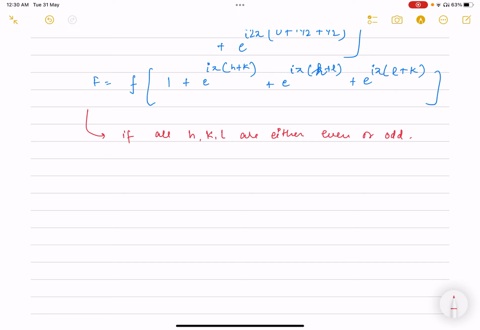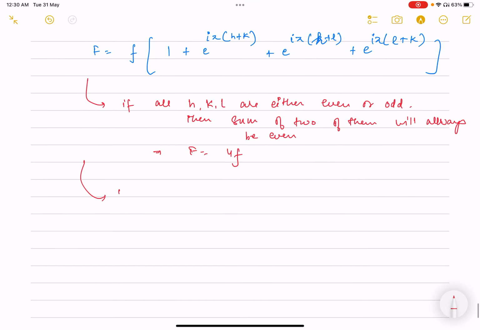Okay, so when H, K, L are either all even or all odd, the sum of two of them will always be even. So this implies capital F equals 4f. Now if H, K, L are mixed, that is, some even and some odd, then F equals 0. So here F squared equals 16f squared, and in the mixed case F squared equals 0.